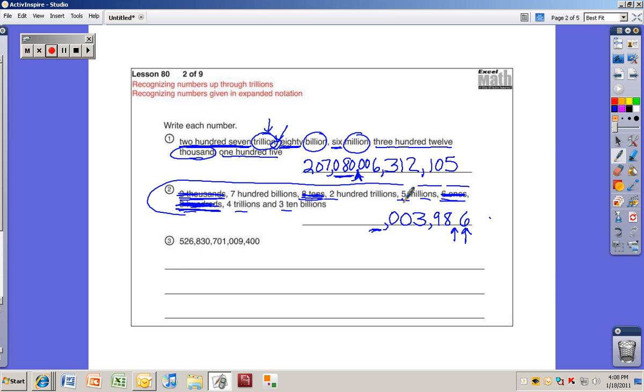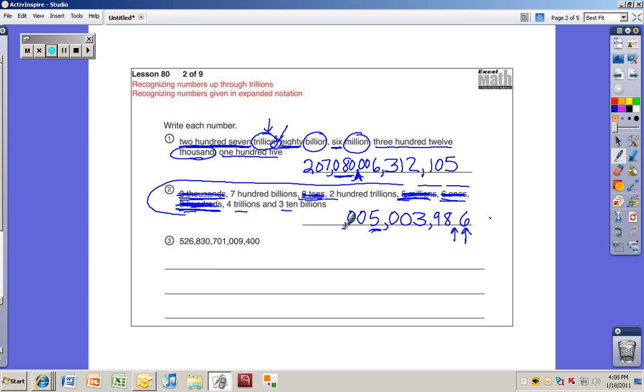I do see 5 millions right here. Put a 5, cross that out. After the millions place is the 10 millions place. I don't see anything about 10 millions, so I'm going to put a 0. And then after the 10 millions comes the 100 millions. And I don't see any more words of millions at all anywhere on here. Put a 0 for that.